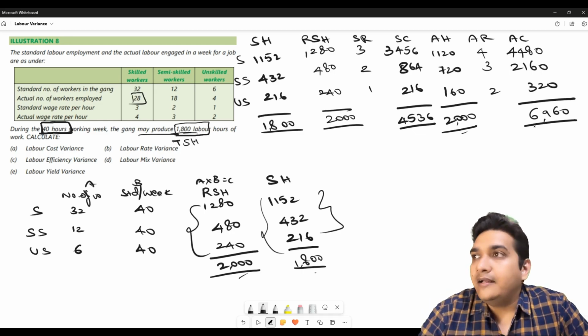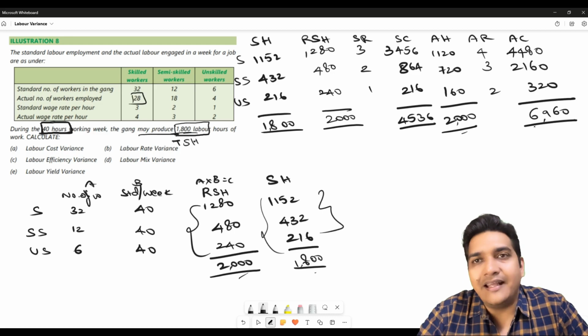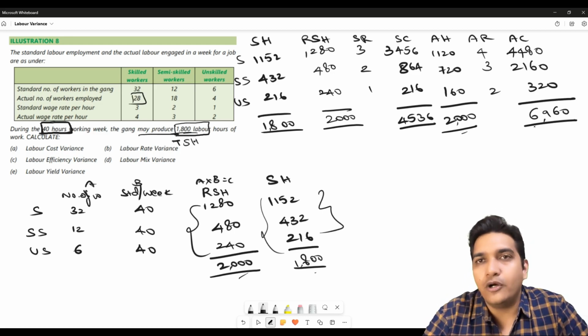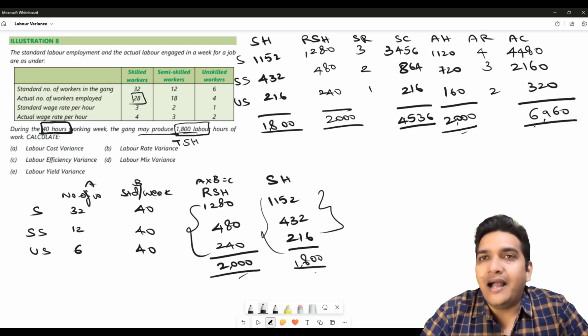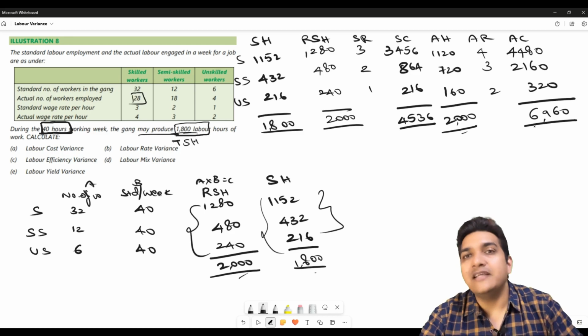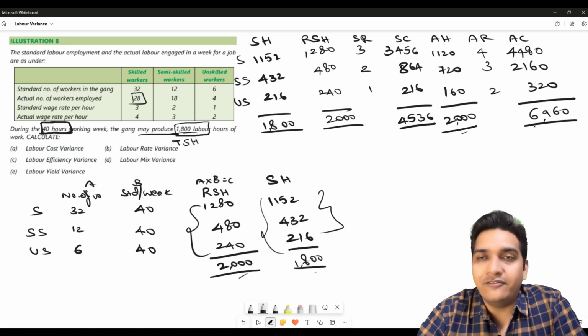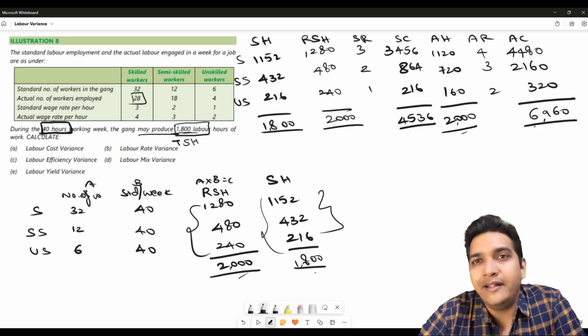Now that we have filled in our table, we can easily calculate all the variances, which I have already taught you in the previous two problems. I will not be calculating the variances. I'm going to end the video here. I specifically took this problem because I found it interesting how we calculate the standard hours, the actual hours, and the revised standard hours in this. If I ever find similar problems which are a little complicated and interesting, I would definitely share them with you with the solution, obviously.